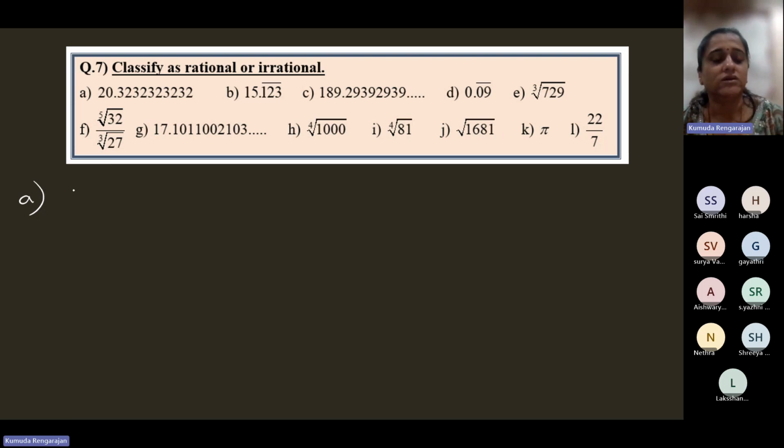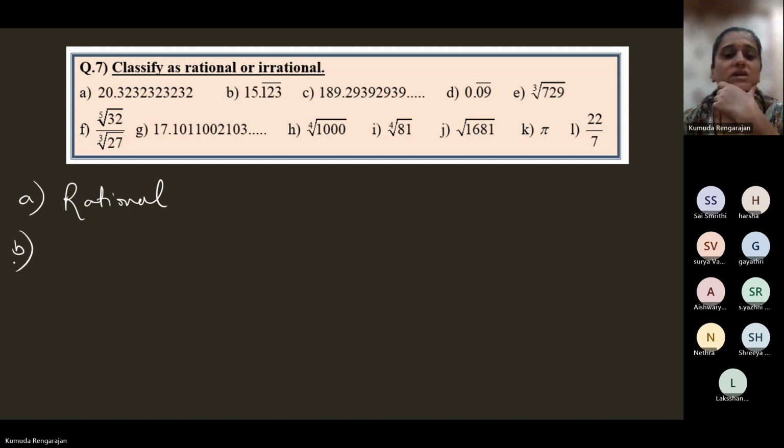So the first one, 20.3232. Is it a terminating decimal? It's a terminating decimal. If it is a terminating decimal, is it a rational number or irrational number? Rational number.